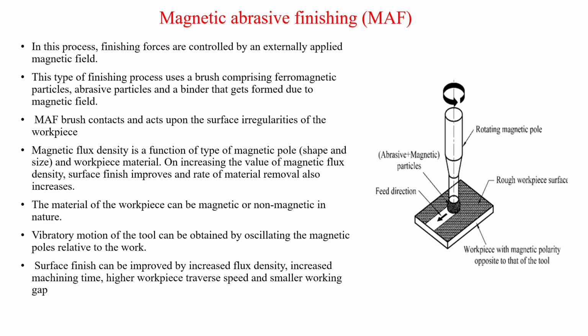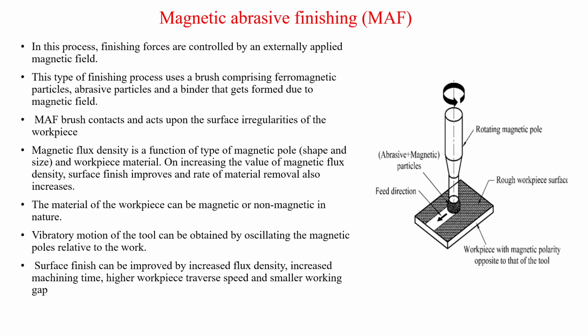Now there is another process called magnetic abrasive finishing, which is MAF. So what happens in the magnetic abrasive process? This is also a finishing process, as the name says. It is also a finishing process, but it uses magnetic particles for doing so. What happens in this process?